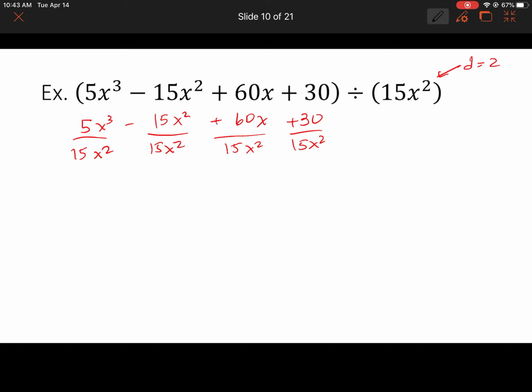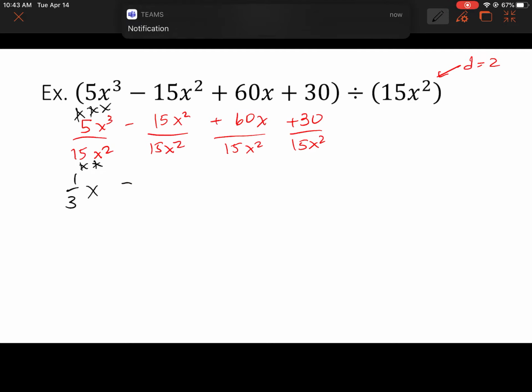5 divided by 15. Well, 15 doesn't fit into 5 any times, but this is a fraction, so I can simplify it. 5 divided by 15 is the same thing as saying 1/3. Then x power of 3 and x power of 2: that's 3 x's on top, 2 x's at the bottom, and 2 will cancel out on the top and bottom, giving me 1x. So 1/3 x.